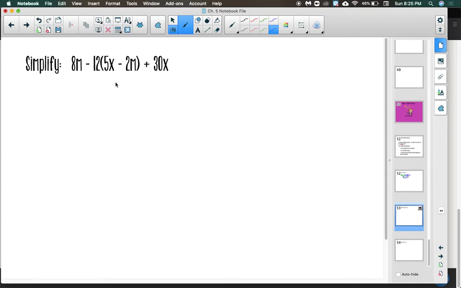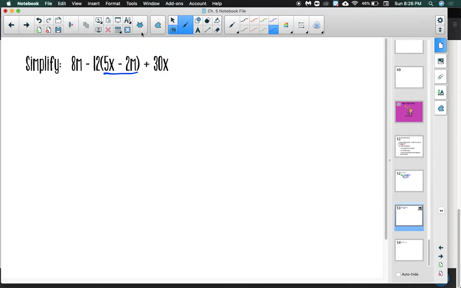So this one says 8m minus 12 times the quantity of 5x minus 2m, plus 30x. So see how we have a set of parentheses here? That makes this problem different than the problems we've been doing so far. So what we need to do is we need to get rid of those parentheses. And if we can, just solve the problem inside the parentheses. But take a look, 5x minus 2m. Those are not like terms. We cannot subtract those terms. We can't do that problem. So that means we have to go to plan B.